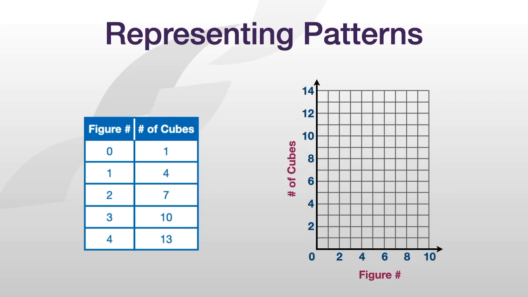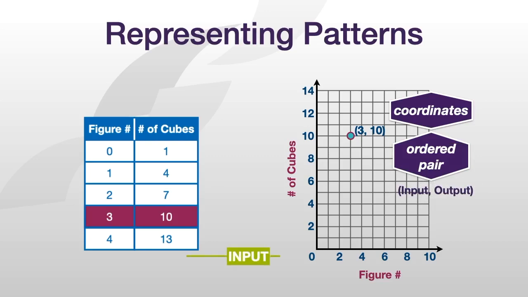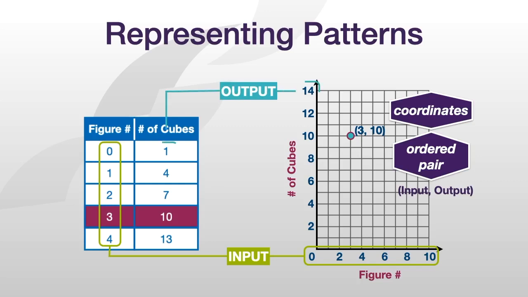To plot a point on the graph, we take an input value, like 3, and pair it up with its output value, which in this case is 10. The numbers 3 and 10 come together to form what we call the coordinates of the point. And this is why it's called a coordinate grid. Another term we use is ordered pair, and it consists of the input and output values enclosed in brackets. We always place the input values of the relation horizontally and the output values vertically.